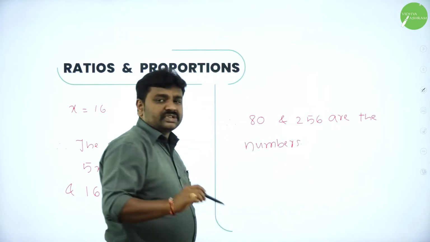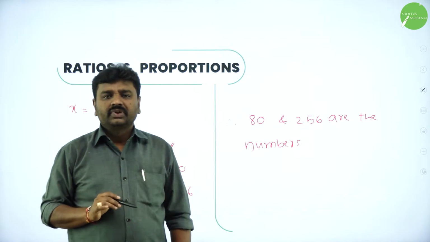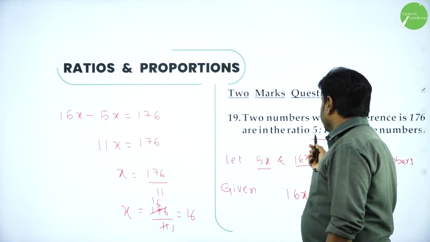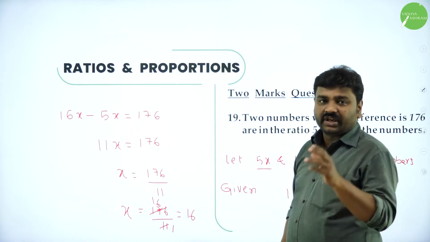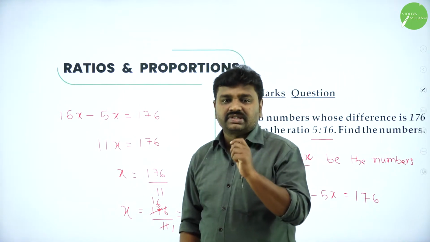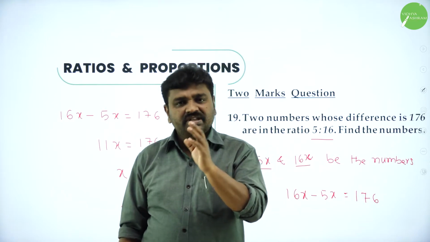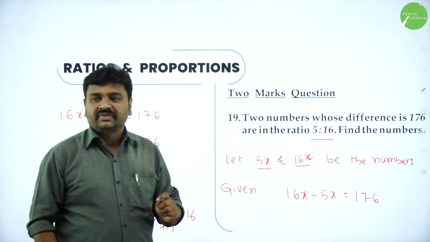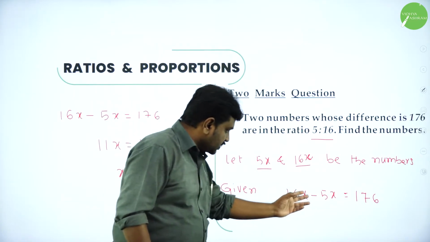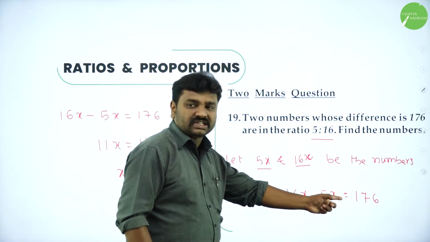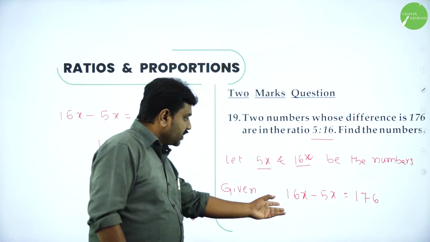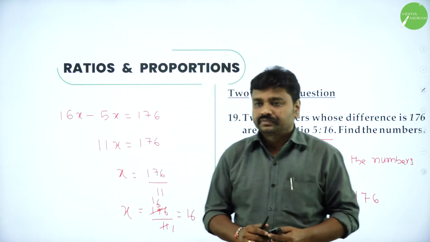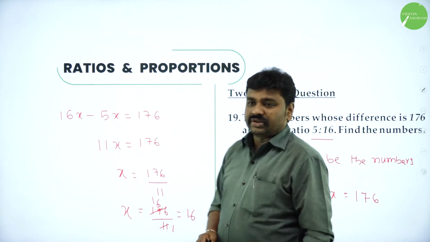So dear students, if the given numbers are in the ratio, you should take the numbers as associated with x. The given numbers are in the ratio 5:16. Therefore, the numbers are 5x and 16x. And they give the difference of the numbers is 176. So therefore 16x minus 5x is 176. I should take larger number minus smaller number because the difference they give is positive. Next, we'll go to the next question.